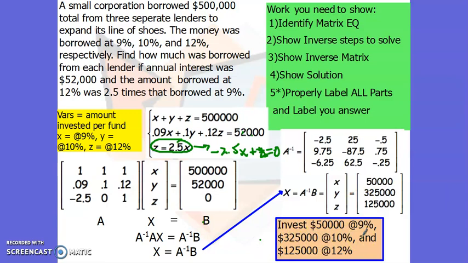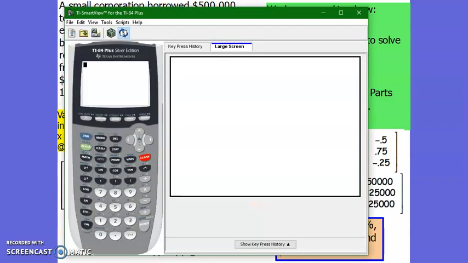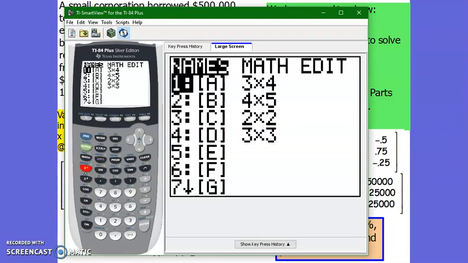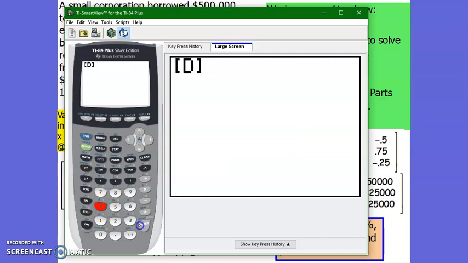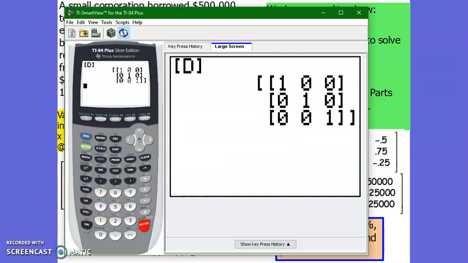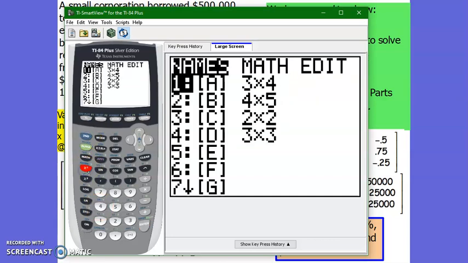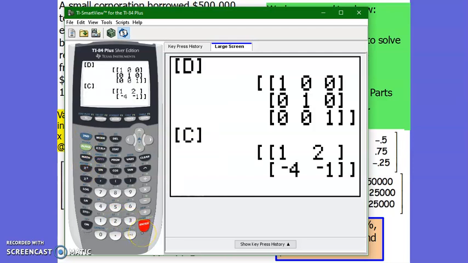Let's take a second just to see how to type that matrix in and get an inverse matrix on our calculator. I'm going to see if maybe I've got one saved that's a square matrix, and I do. Down here, matrix D is actually a square matrix. Let's see what matrix D looks like. Well, that won't work very well. That's an identity matrix, so let's edit that matrix. Actually, let's just take a look at matrix C. Matrix C will work out for us. That's a 2 by 2 matrix.